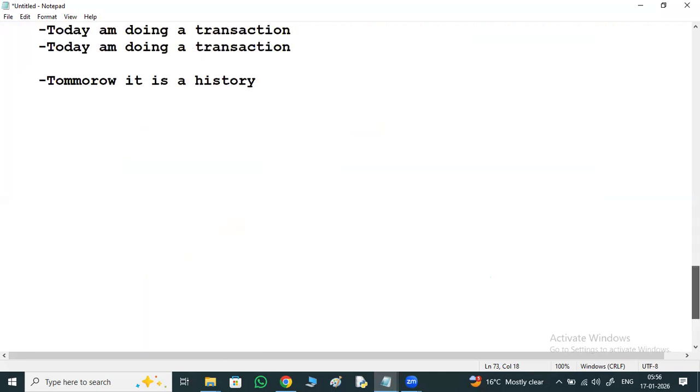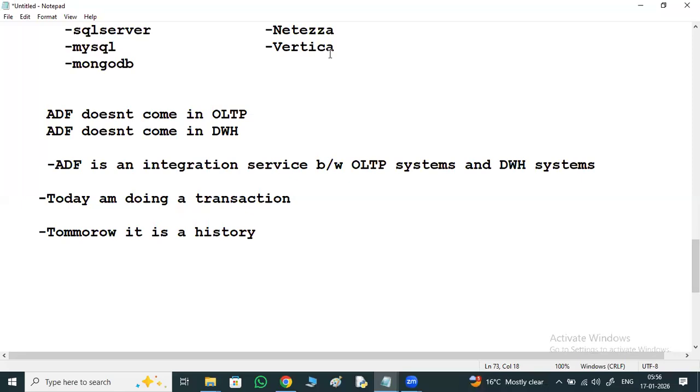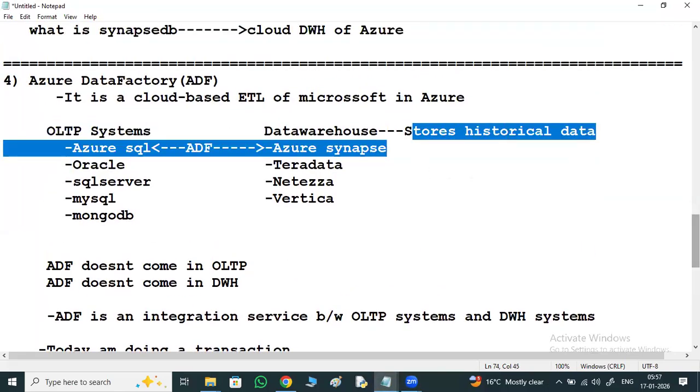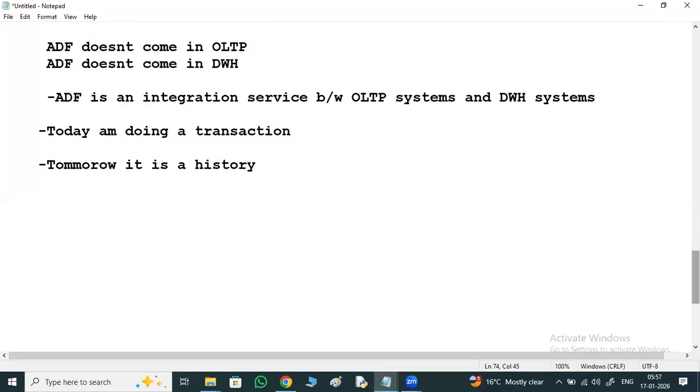In data warehouses, we can call it OLAP. For example, to make you understand, today I'm making a transaction, tomorrow it is history. Data warehouse stores historical data. All transactions are captured at OLTP.